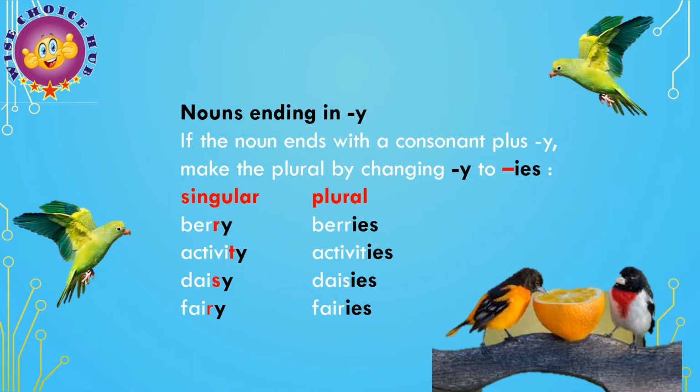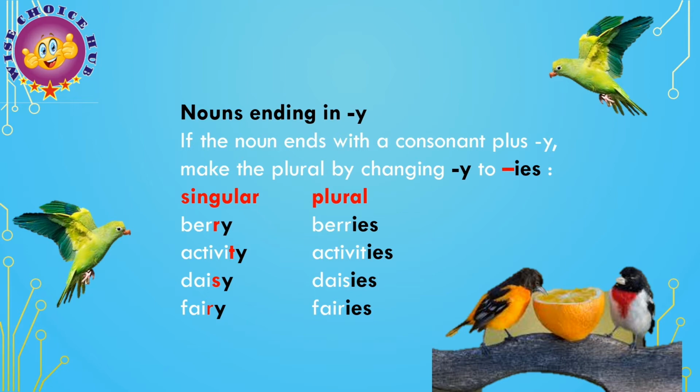The next rule is nouns ending in Y. If the noun ends with a consonant plus Y, make the plural by changing the Y to I-E-S. For example, in the word berry, B-E-R-R-Y, what is the consonant that is before the letter Y? It is R. So what I am going to do is change the Y and make it as I-E-S. Same goes with activity, daisy, fairy.